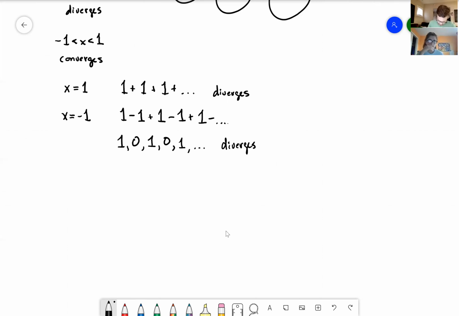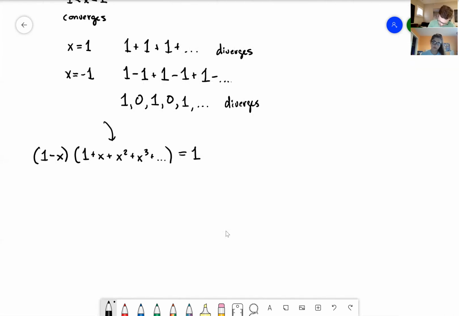Now, what we saw was that we take 1 minus x, and we multiply it by this thing, and so on. By the formal power series, we get that this is equal to 1. So if we assign a value to this thing where it converges, then we know what it must converge to, because that multiplication has to continue to make sense. So what it has to converge to is 1 over 1 minus x.